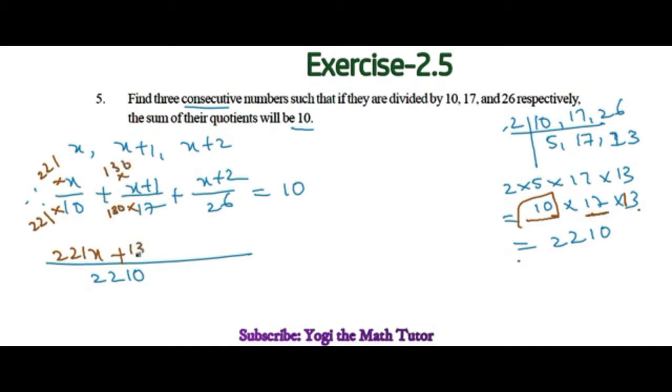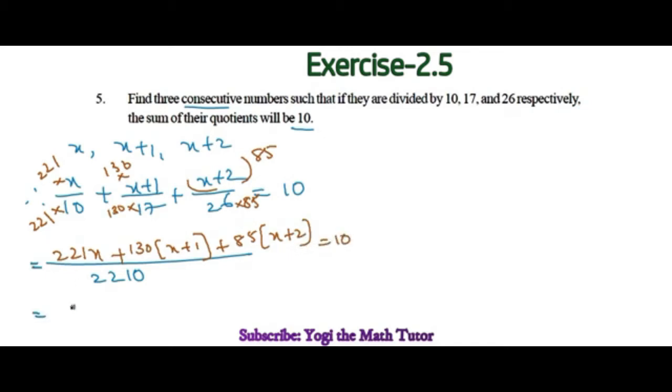So you should multiply with 130 of x plus 1, plus, in the denominator here 26 is there in the third case. So 26 means you should multiply with 85, the numerator multiplied with 85. Then you should take 85 times x plus 2, which is equal to 10.